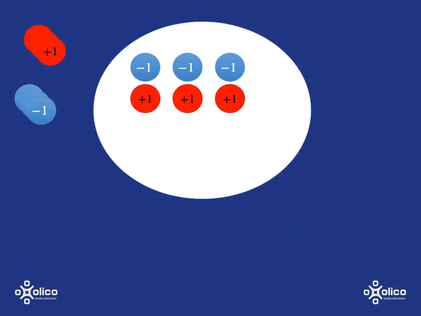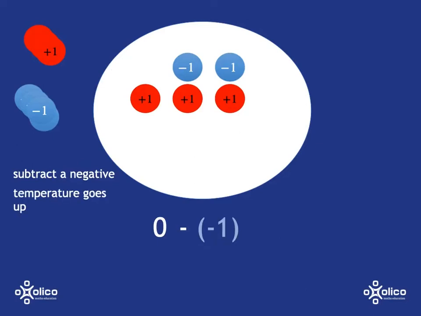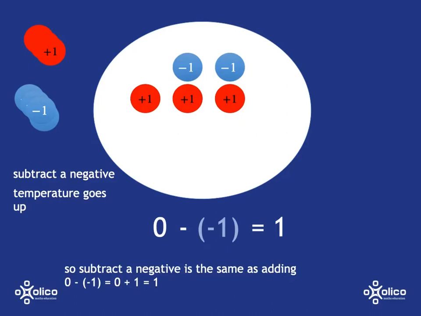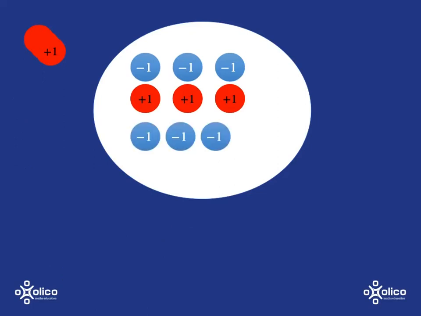Now this is the one that gets really interesting. We're at 0, and this time I want us to take out a cold disk, subtract a negative. If we take some cold out of the pot, what is going to happen to the temperature? Obviously the temperature is going to go up, and so we will end up at 1. And so subtracting a negative, taking out some of the cold, is the same as adding.